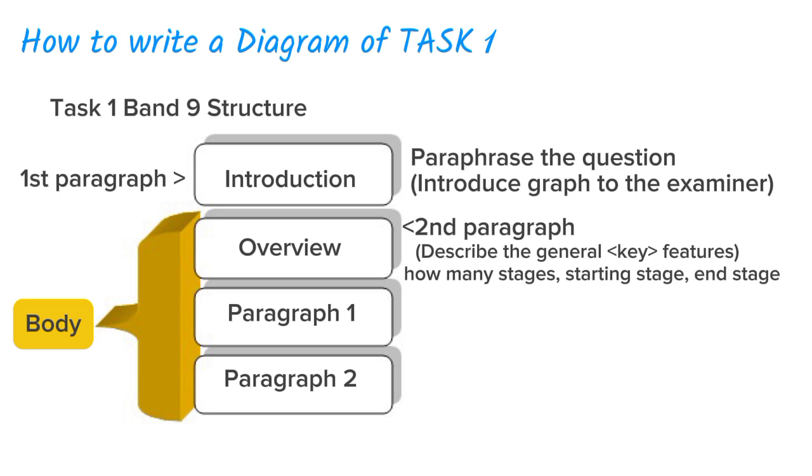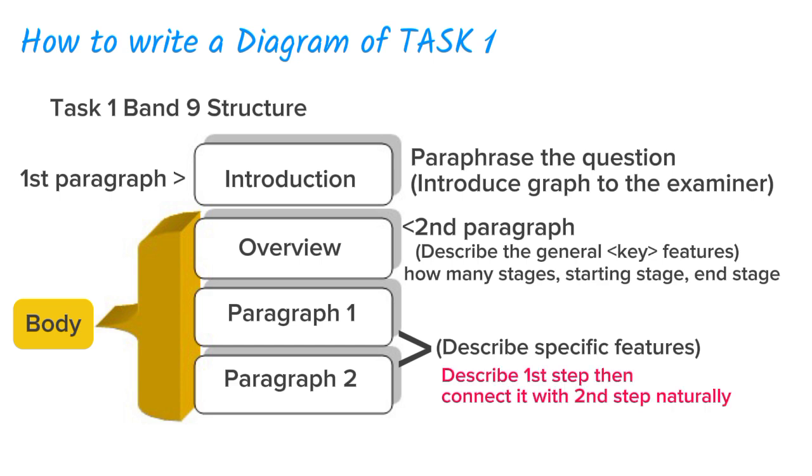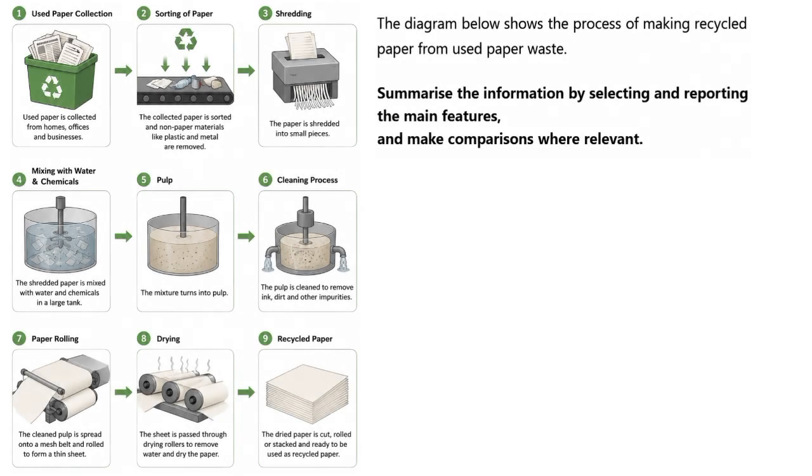After the overview, you describe the specific stages in detail in 1 or 2 separate paragraphs. Describe the first step of the diagram, then connect that information to the second step, but it should sound natural and easy to understand by the examiner. Remember, you should never give your opinion or write a conclusion in IELTS Writing Task 1. Your task is only to describe the information provided in the diagram. Now let's start writing the answer.